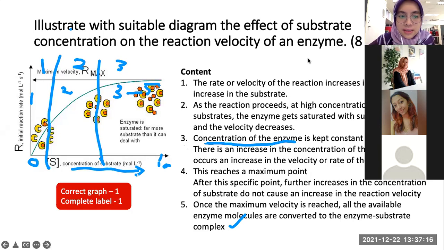Okay. So as for the introduction, you can write the definition of enzyme. For example, you can write the definition, what is enzyme, substrate, what is the product, or maybe you can write one sentence on what is the function of an enzyme. And for the conclusion, you can summarize all your points in 1 to 2 sentences.